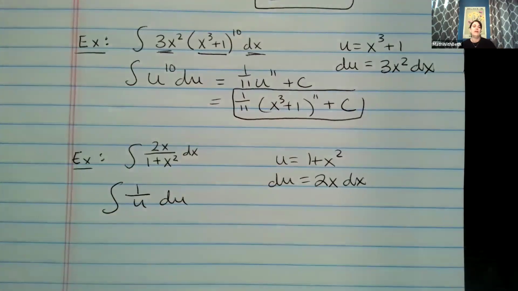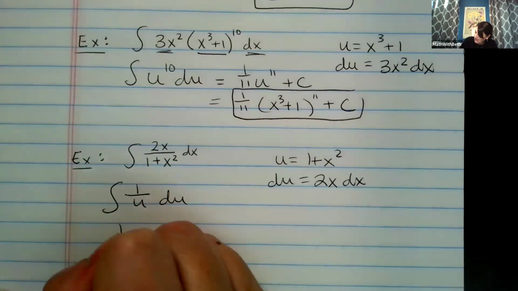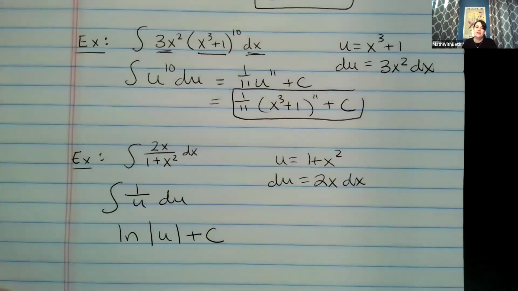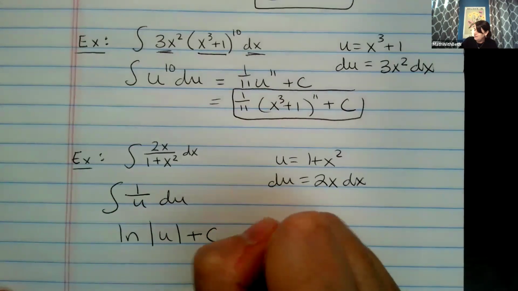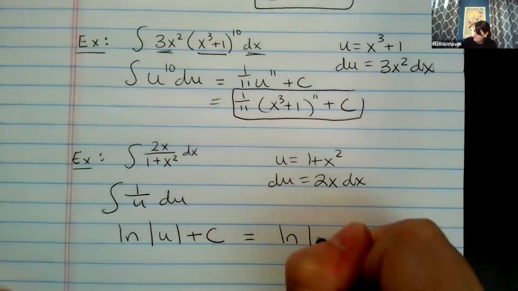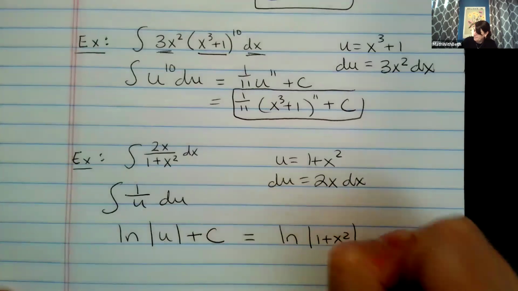Remember, the integral of 1 over x dx is ln, right? So the integral of this would just be ln, absolute value if necessary, of u plus c. Bring the u back in, plus c.